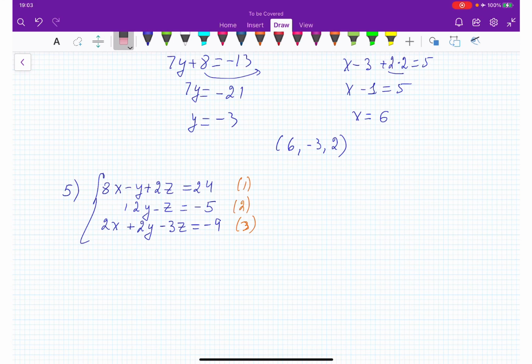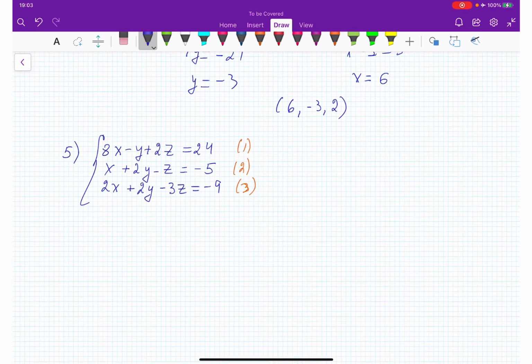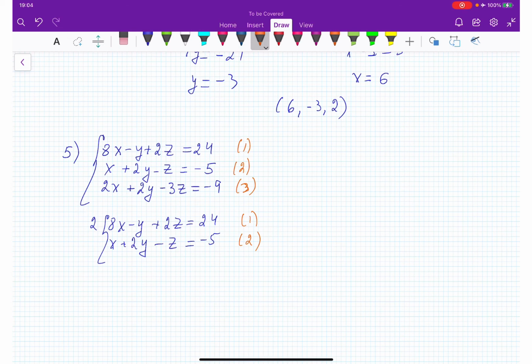What would you choose? I'm curious. Maybe first and second, because you have negative y and you have 2y. Multiply by 2 and you get the answer. Okay, let's go first and second. 8x minus y plus 2z is equal to 24. x plus 2y minus z is equal to negative 5. So we are going to multiply this one by positive 2. First one, second one.